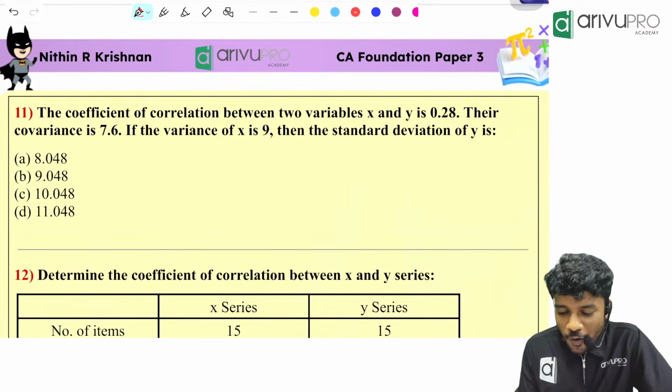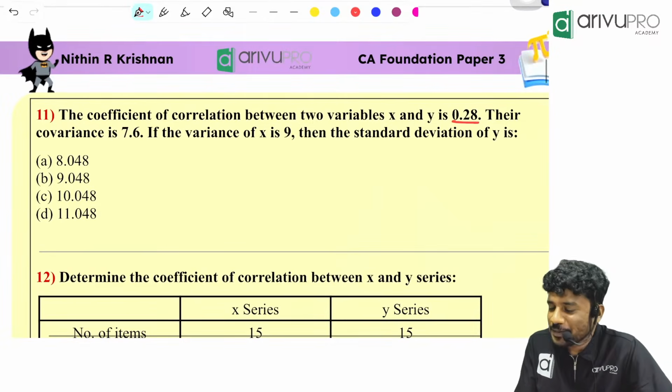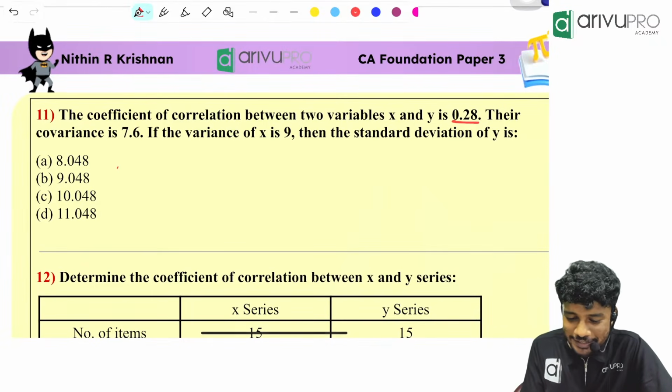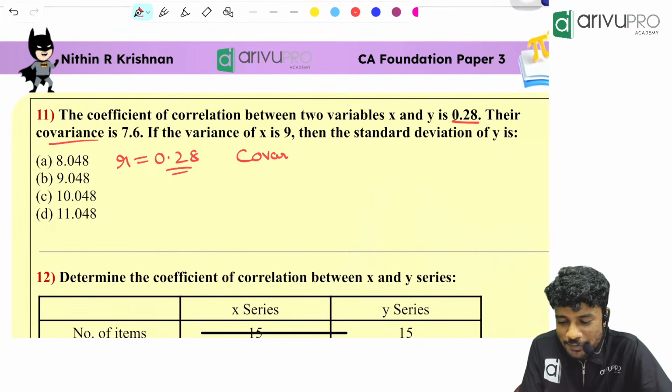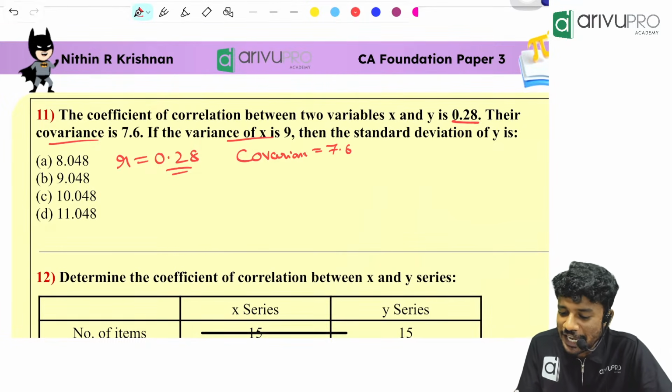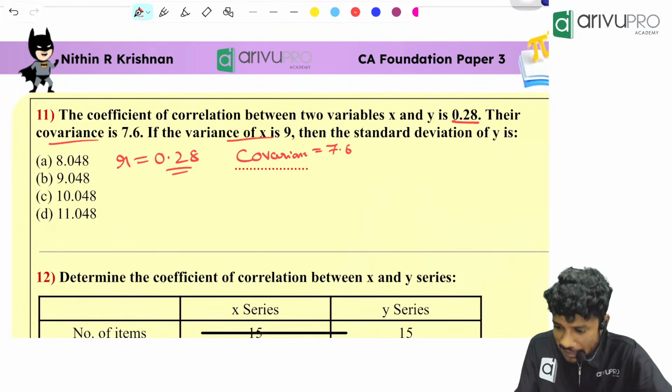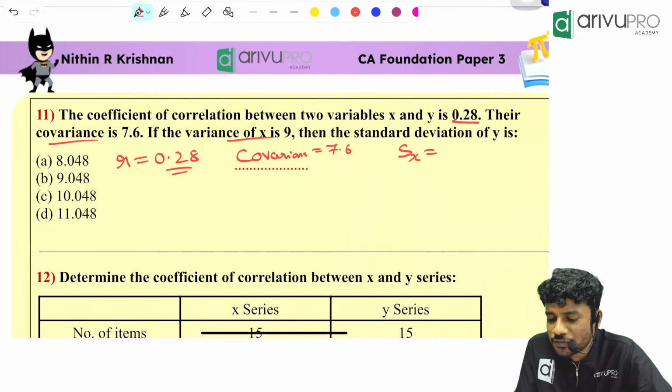The correlation coefficient between two variables is 0.28, so R is equal to 0.28. Then covariance is also given. What is covariance? That is nothing but 7.6. Then variance of x is 9. That means standard deviation of x will be how much? The root of 9. Can I call it 3? Yes. I need to find standard deviation of y.